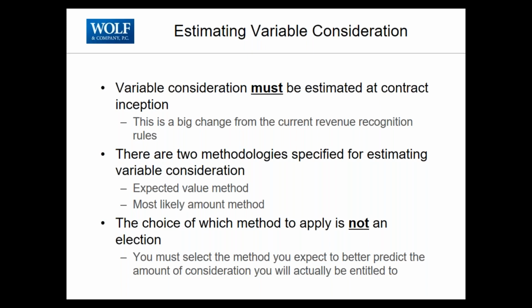So 606 has prescribed 2 specific methods for making the estimate of variable consideration. The first is the expected value method, and the second is the most likely amount. One thing to note here is that it is not an election. You cannot simply apply the one that is easiest or most readily apparent to you. You must select the method that you expect to better predict the amount of consideration to which you will ultimately be entitled.